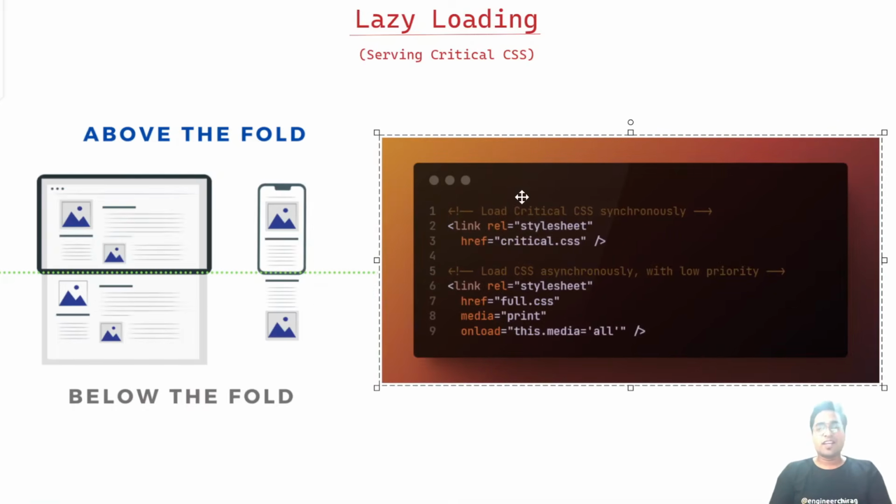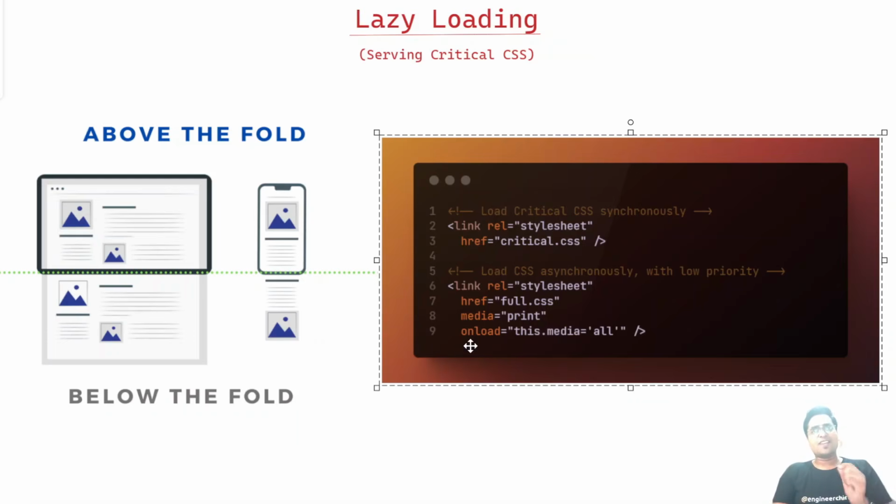Okay, so there are two CSS files we have broken down. One is critical.css and the other is full.css. The first one will block your rendering until it is downloaded; your web page is not going to render. But in the second one, we are using a trick: this CSS has a media type of print. So this is not something very critical. It will only be used for printing purposes.